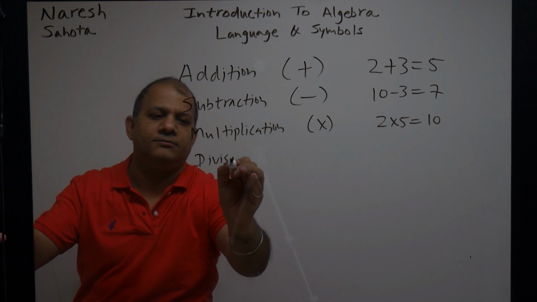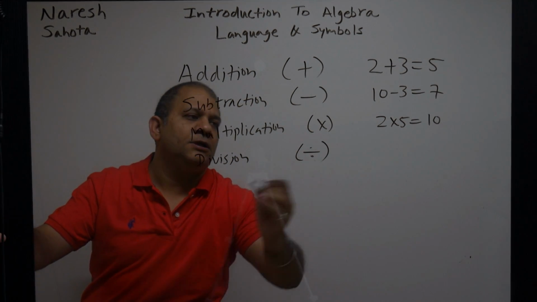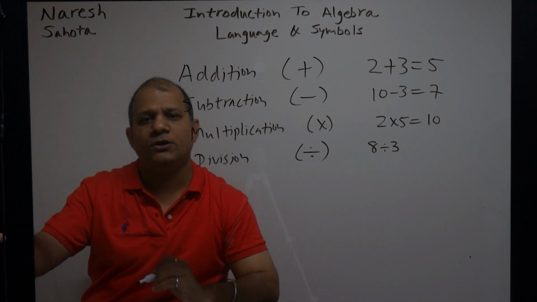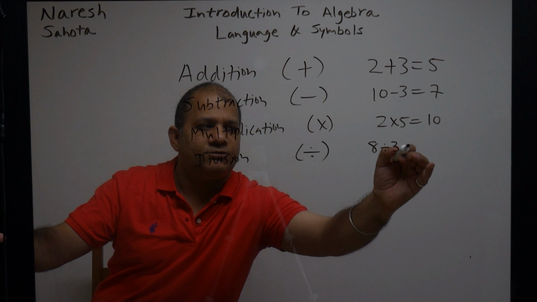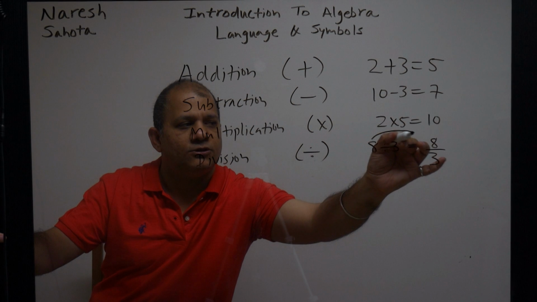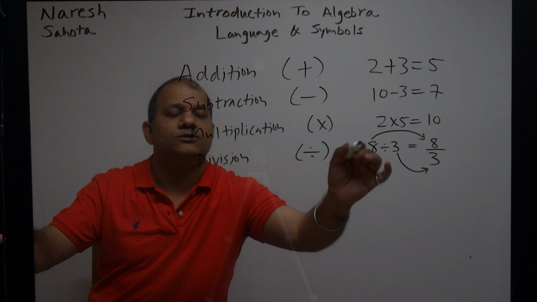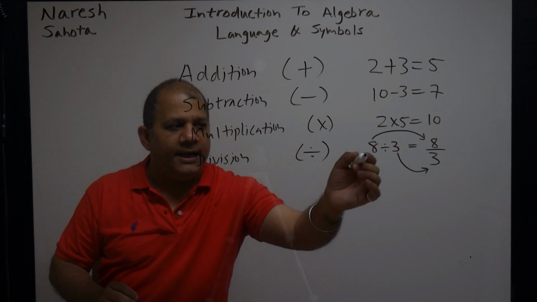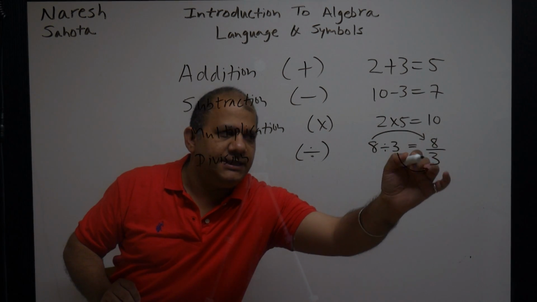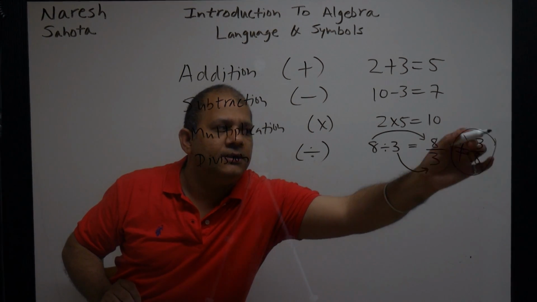Lastly, division, and the mathematical symbol is this one for division. An example would be, let's say, 8 divided by 3. What this translates to is 8 over 3. We're dividing 8, so it goes in the numerator. We're dividing by 3, so this goes in the denominator. That's something you have to memorize: 8 goes in the numerator and 3 goes in the denominator. This symbol means 8 over 3, and if you wrote it as 3 over 8, that would not be correct.